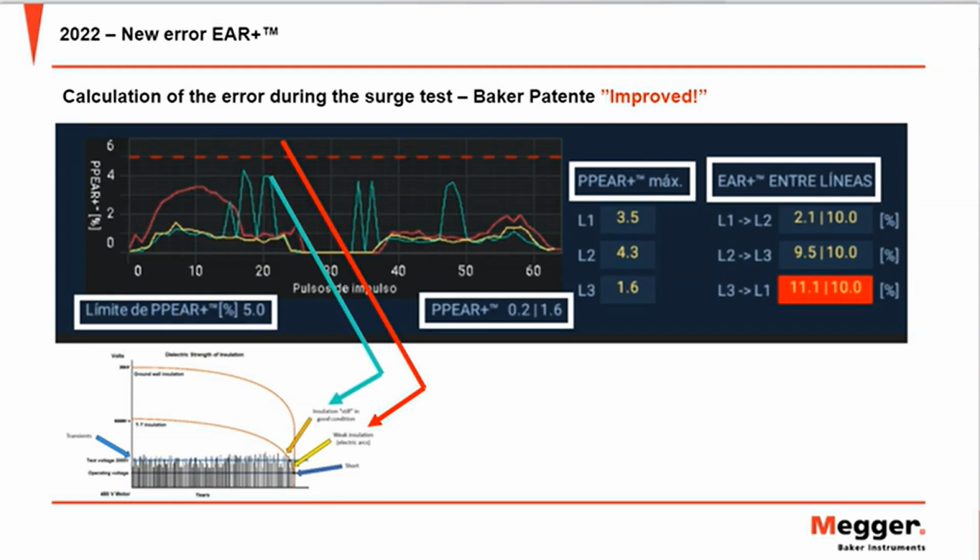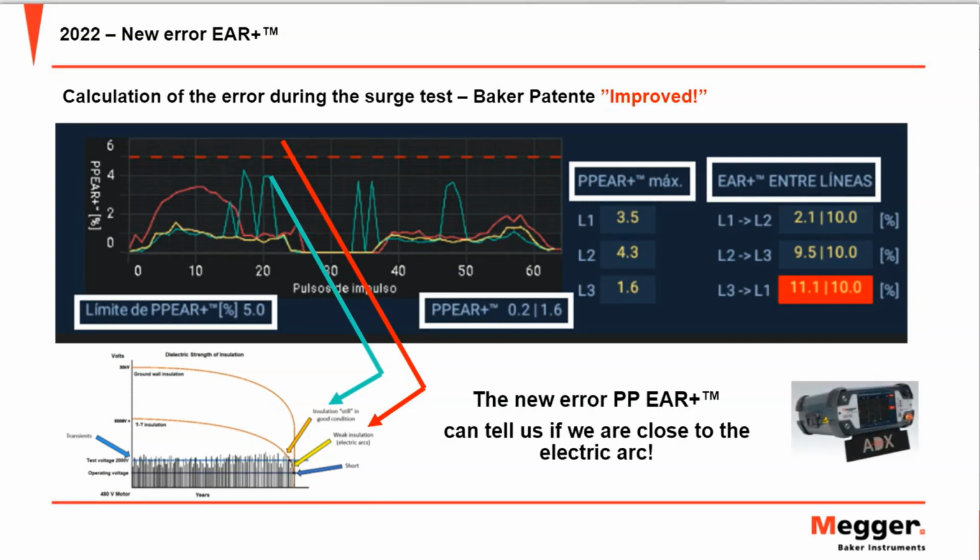here. So now we have the arcs, and then we have to remove the motor and send the motor to the shop in order to identify where the arc is presented. So the new error, PPEAR plus trademark, can tell us if we are close to the electric arc. And also, of course, if we have the electric arc, the tester is going to tell you too. But we can go in advance, before the electric arc is presented, in real time. So this is our new ADX with the new EAR plus trademark. It's more sensitive compared to the old Baker testers.